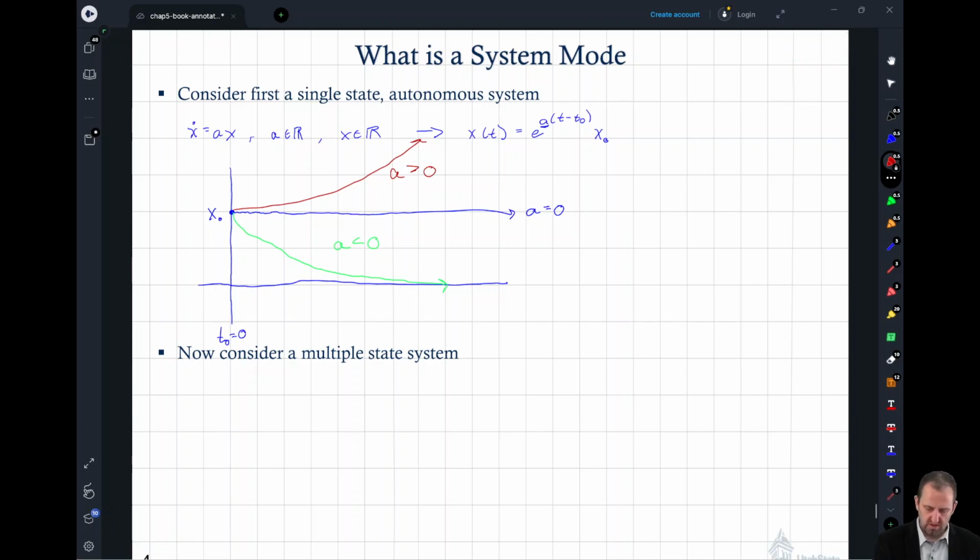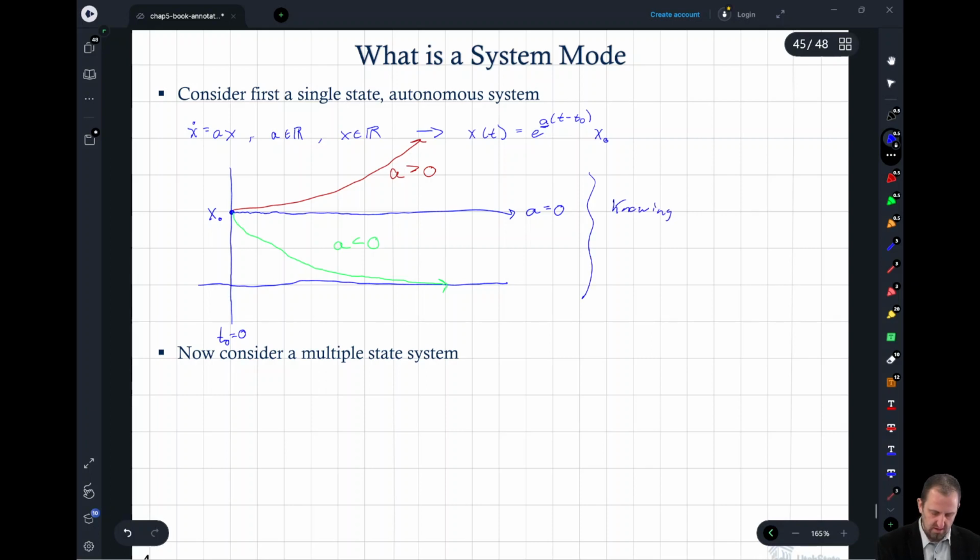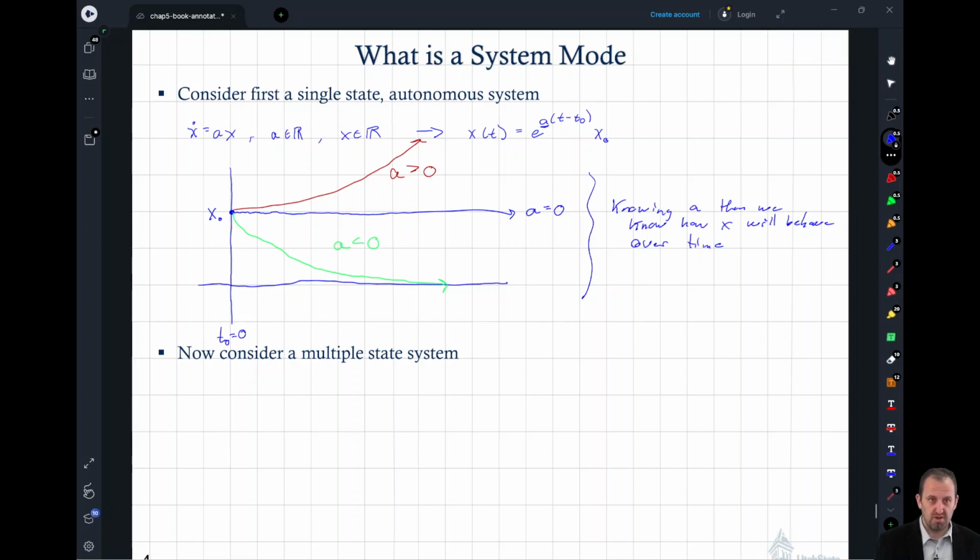The cool thing about this is that if we know a, then we'll know how x will behave over time. Even more specifically, we know if it's going to blow up, if it's going to converge down to 0, or do nothing. Okay, so we've defined that really well.